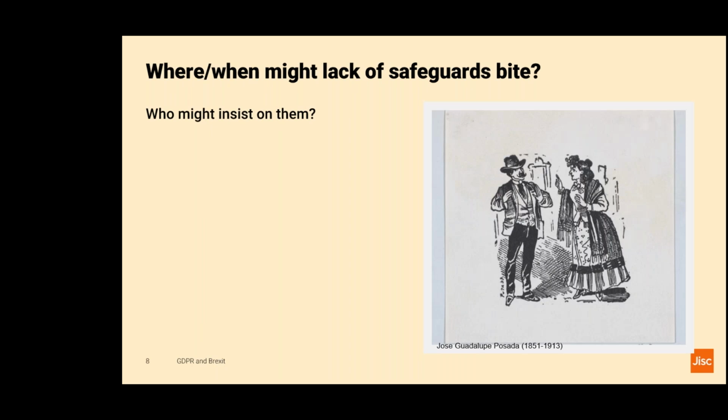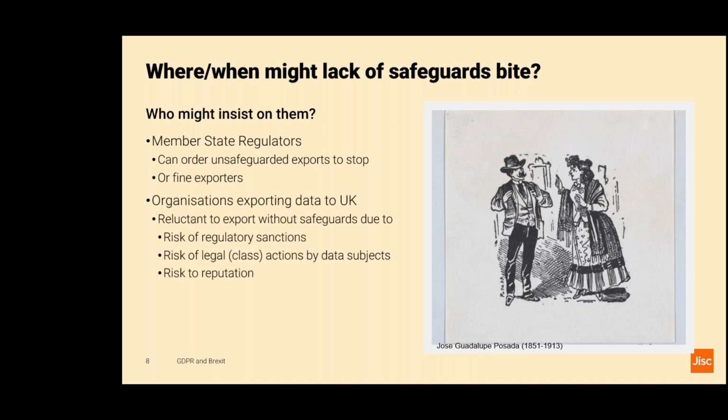Why should we care? Is this just a matter of legal formalities? Probably not, because there are three different groups of people who might complain, might object if we don't comply. First one, member state regulators. So if a regulator in a European country sees data being exported to the UK, which is a third country, without the appropriate safeguards, they have the power to order those exports to stop if they don't see them being safeguarded properly, or indeed they can fine exporters.